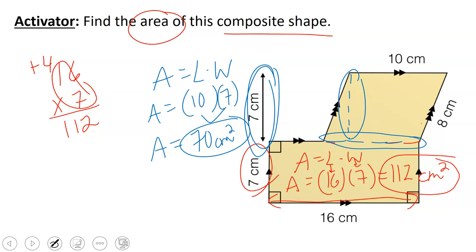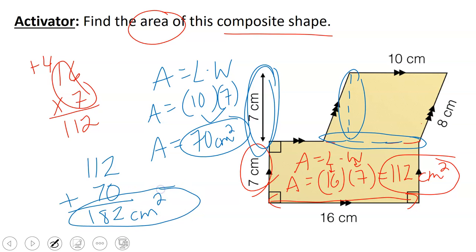So then the final step is to add the area of the parallelogram to the area of the rectangle. So I add the 112 from the rectangle to the 70 from the parallelogram. And the area of this composite shape is 182 square centimeters.